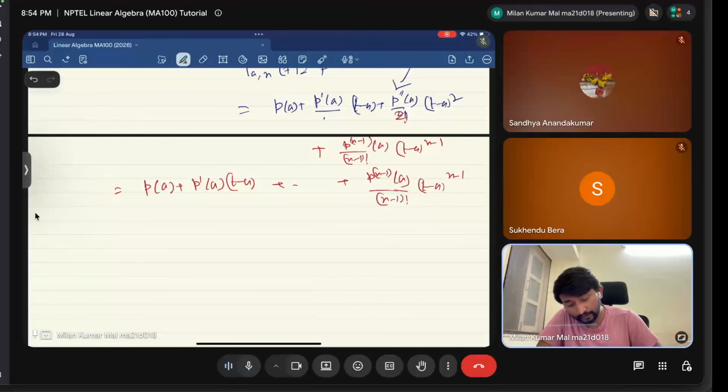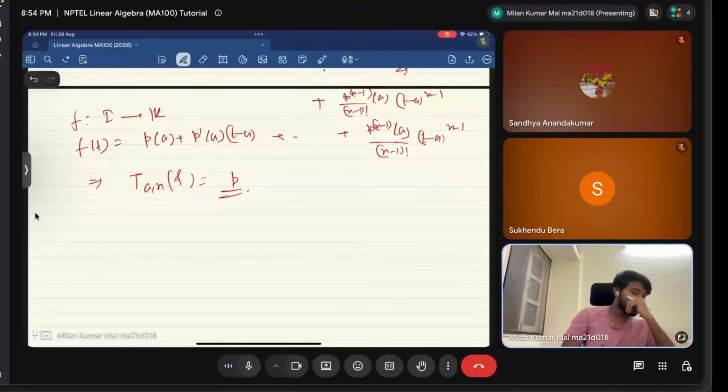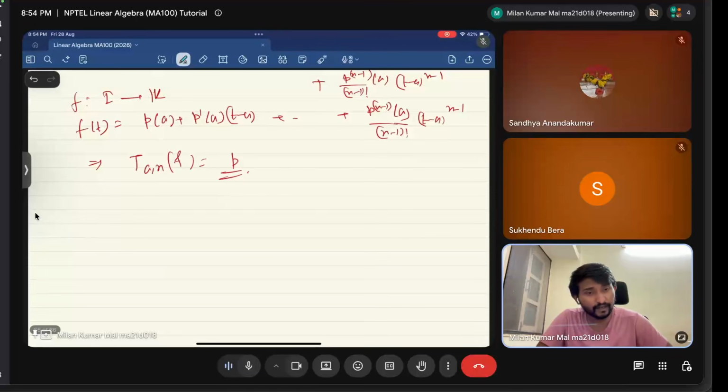If I consider f as a function over the interval I to the field k, where f(t) looks like this, then it is very clear that its corresponding Taylor polynomial is p. That's very clear. If there is any doubt, you can still ask. So this gives that the map is surjective. Why is this happening? This is a very standard theorem. If you have a polynomial, what are the Taylor polynomial things doing?